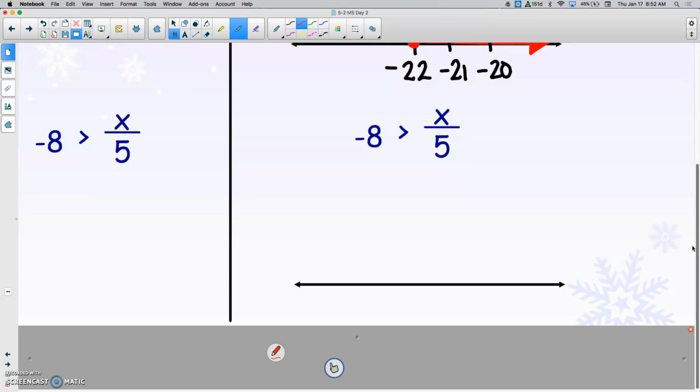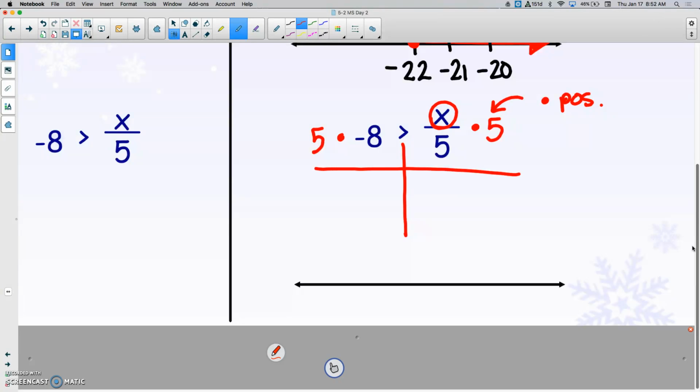On this one, circle my variable. X is divided by 5, so I need to multiply by 5. Now, I am multiplying by a positive, so I do not change my symbol. So I can cancel my 5s, bring down my X, keep my symbol. 5 times negative 8 is negative 40.